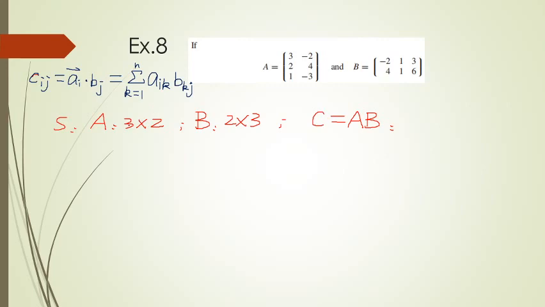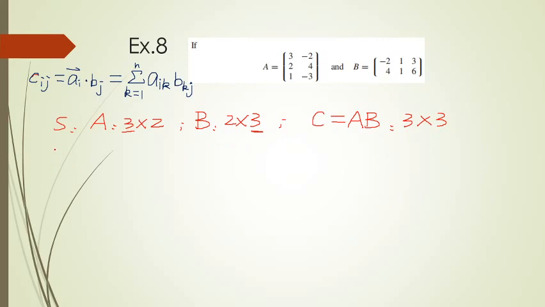As I told you before, that will be the rows of matrix A times the columns of matrix B. And these two, they are the same. They are n, then they disappear. So that will be m by r, okay? This is m by n, and this is n by r. So the matrix C format should be m by r. So 3 by 3, right?